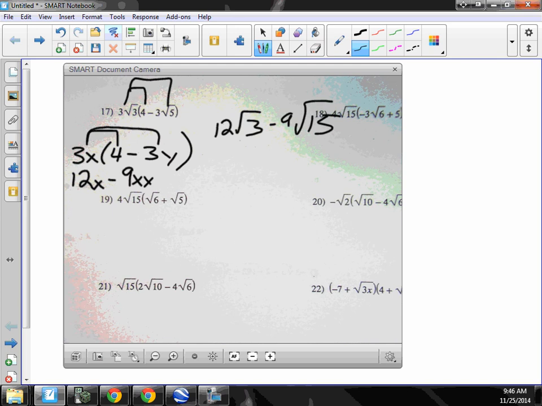Do either of those simplify? Root 3 is prime. It doesn't simplify. What about root 15? 5 times 3. Do I have any pairs? No. So that would be my answer right there. 3 times 5. So when I multiplied this and this, I multiplied the numbers together and got 9. And then I multiplied the x and the y together. So the x in this case is 3 and the y is 5. And those combine to be 15.